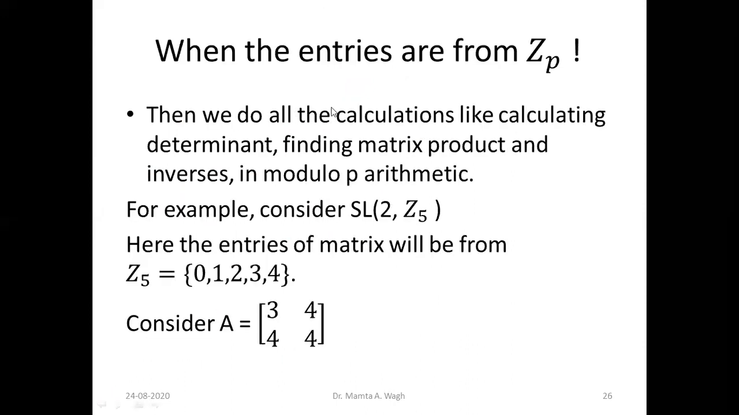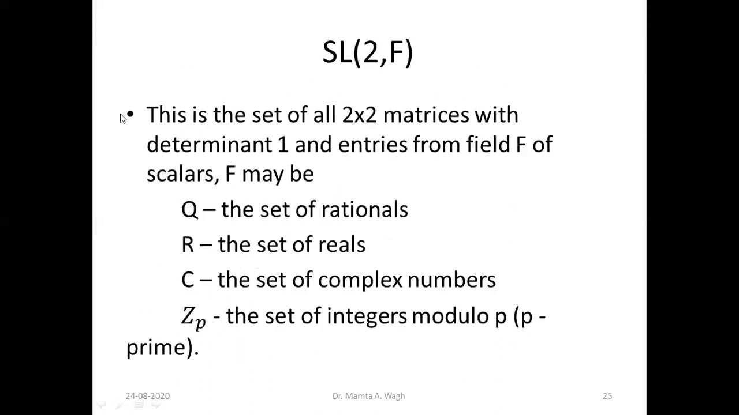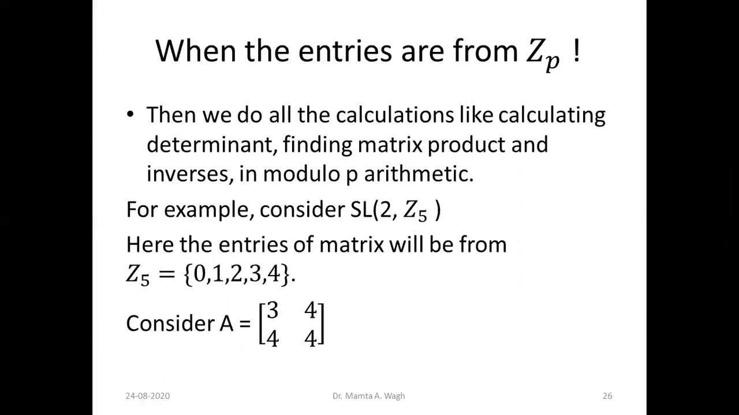Now this is a particular example where the entries are coming from ZP, the set of integers modulo P, where P is a prime number. Then we do all the calculations like calculating determinant, finding matrix products and inverses, all in modulo P arithmetic, because in ZP you have to do all the calculations under modulo P. For example, if I'm taking Z5, then Z5 will have these numbers 0, 1, 2, 3, 4. Then in SL2Z5, all the entries of matrices will come from Z5 only.